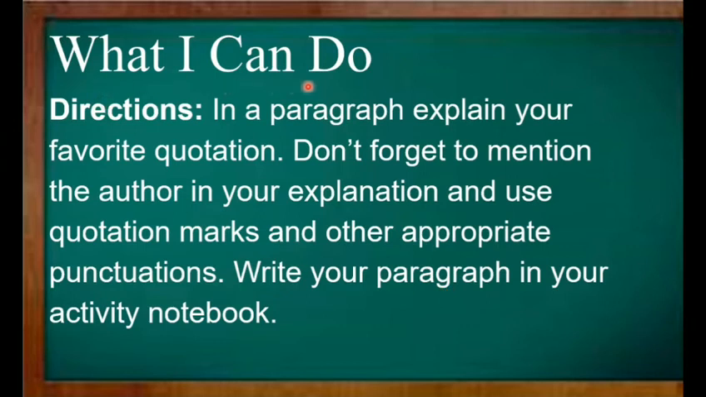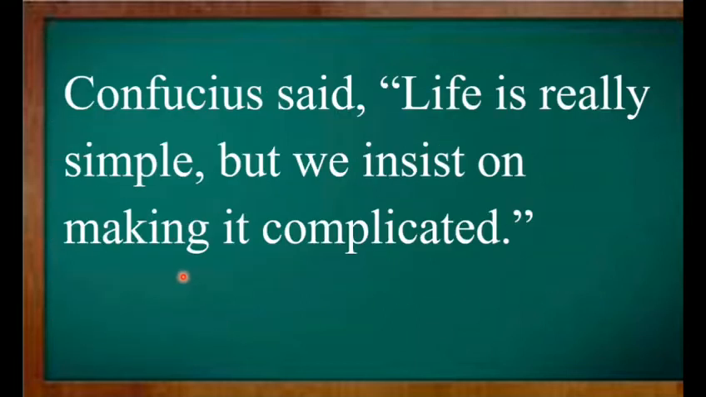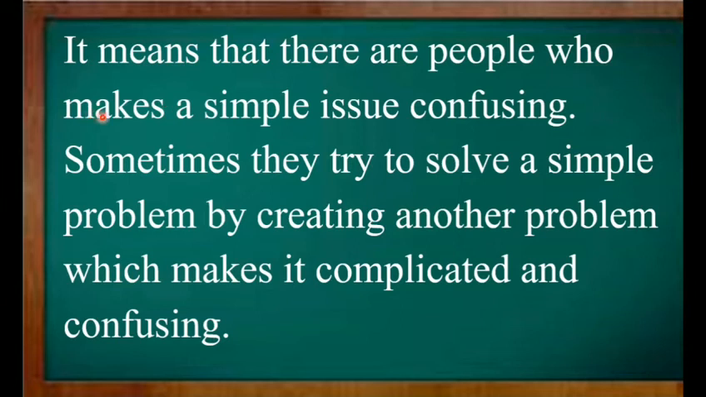Next, what I can do. Directions. In a paragraph, explain your favorite quotation. Don't forget to mention the author in your explanation, and use quotation marks and other appropriate punctuations. Write your paragraph in your activity notebook. Okay. Here is my suggested quotation from Confucius. Confucius said, "Life is really simple, but we insist on making it complicated." Okay. It means that there are people who make a simple issue confusing. Sometimes they try to solve a simple problem by creating another problem, which makes it complicated and confusing. Okay.